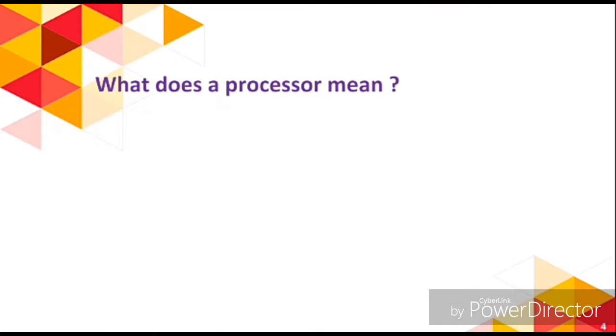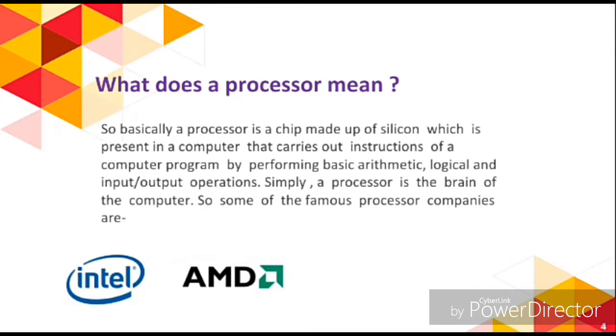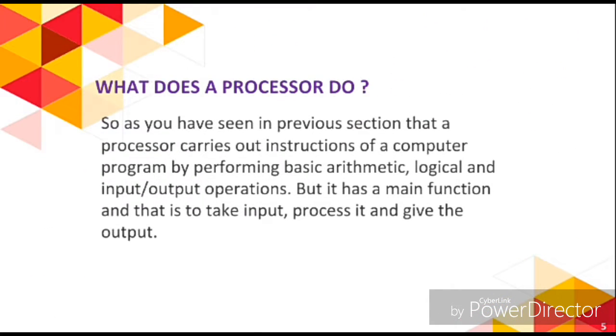So let's begin with our first topic, that is, what does a processor mean? So basically a processor is a chip made up of silicon which is present in a computer that carries out instructions of a computer program by performing basic arithmetic, logical and input-output operations. Simply, a processor is the brain of the computer. So some of the famous processor companies are Intel, AMD, Qualcomm and Cortex.